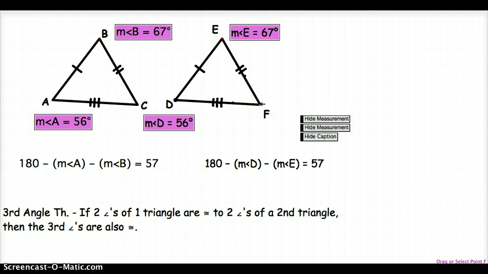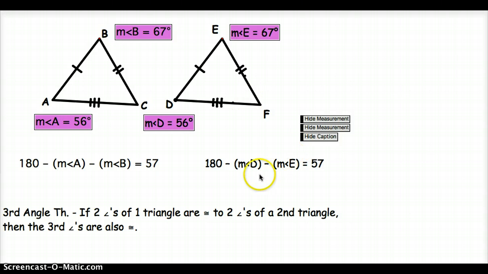Again, this is another theorem in which it's common sense. If I asked an average person who's not in geometry, could you tell me what the angle measure of C is? They'd say, yeah, 56 plus 67 minus 180, 57 degrees. Could you figure out what angle F is? Sure, 56 plus 67 minus 180 degrees equals 57. An average person can use common logic to figure this out, but in geometry we have a theorem that says if C is 57, and A and B are congruent to D and E, then that means F is 57 as well.